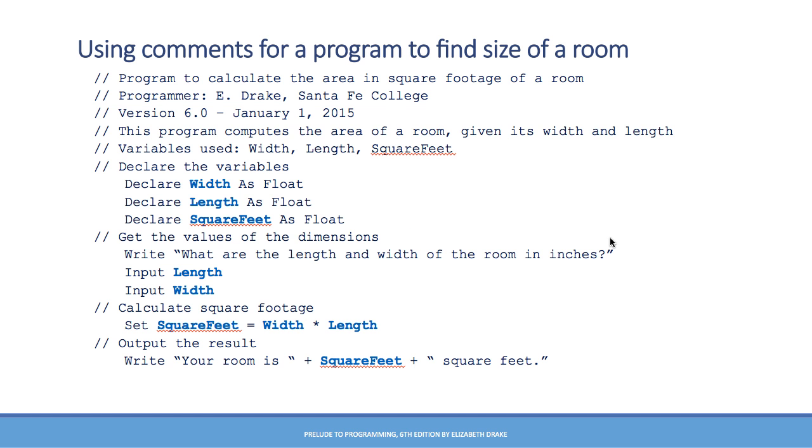So here's an example of a set of comments that were used in maybe a pseudocode version of Java. Okay, program to calculate the area in square footage of a room. The programmer is this person, and the version is 6 when it happened. It tells what the program does, that it computes the area of a room given its width and length, right? The variables that are used, width, length, and square feet. And then we have a little comment that says declare the variables. There they all are. Then we have another comment that says get the values of the dimensions. It is abundantly clear what we are going to be doing right here because of the comment. See, comments are so cool and they are so helpful. So it's very, very important to use them.